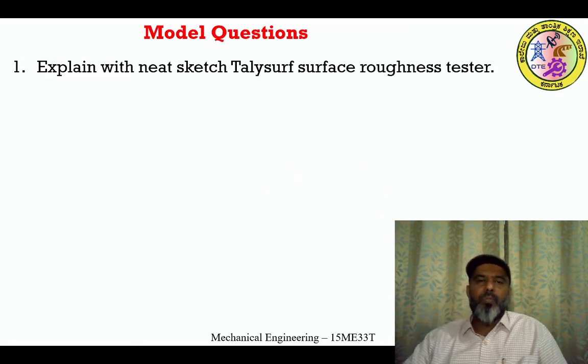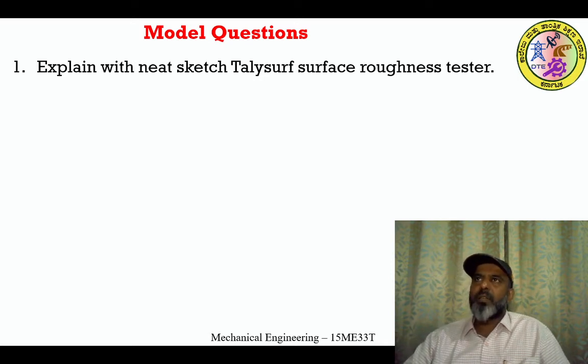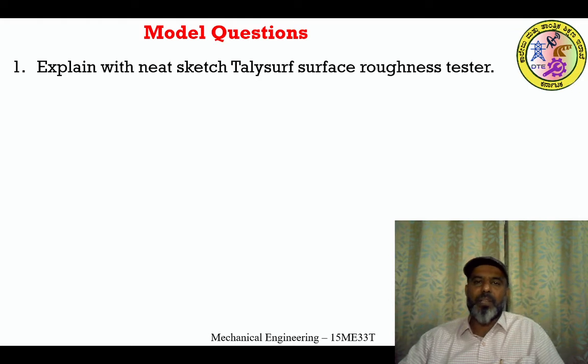From the exam point of view, there may be a general question on the TALISURF surface roughness tester. The question asked may be for 5 marks, or it may go to 7 marks. The maximum marks may be 5 or 7. It is an important topic from the exam point of view, and the question paper setter may ask the question as: explain with a neat sketch the TALISURF surface roughness tester.